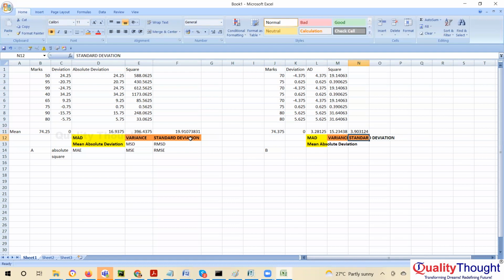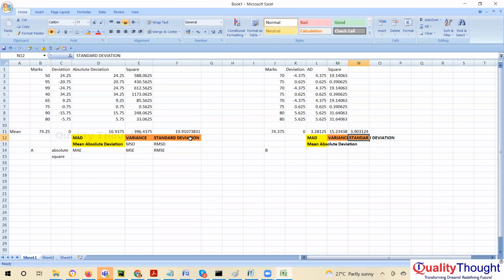So MAD and standard deviation are two important metrics to compare the variance, but we prefer standard deviation. MAD is easy to calculate, but standard deviation is actually the standard metric or standard formula that we use.